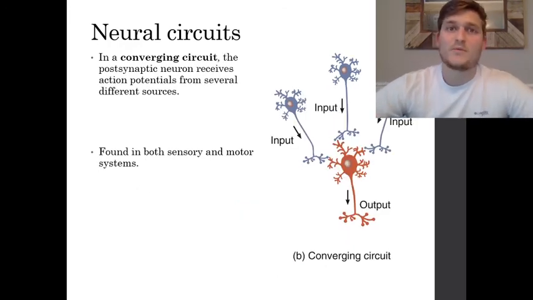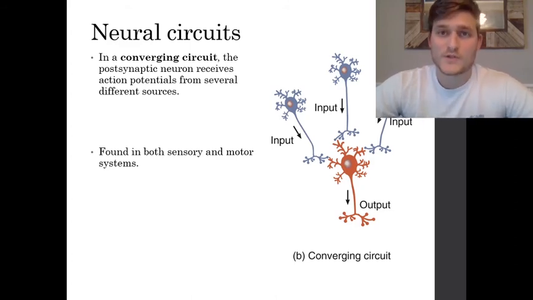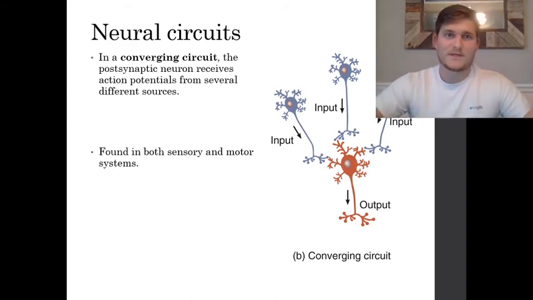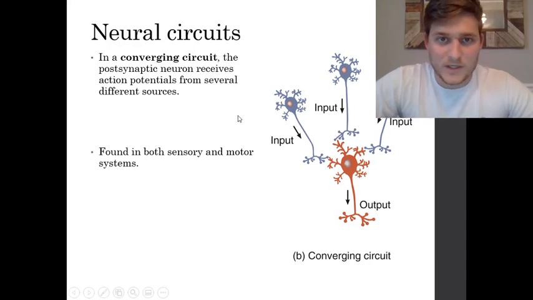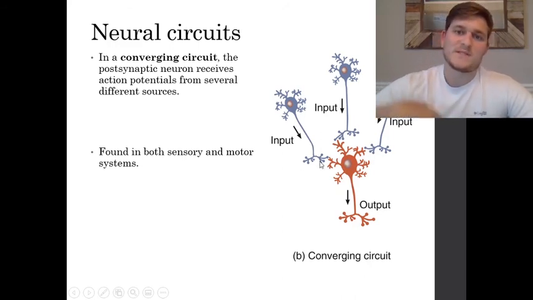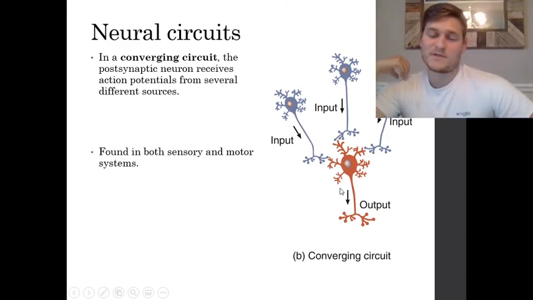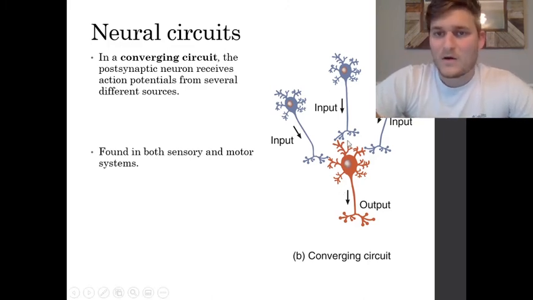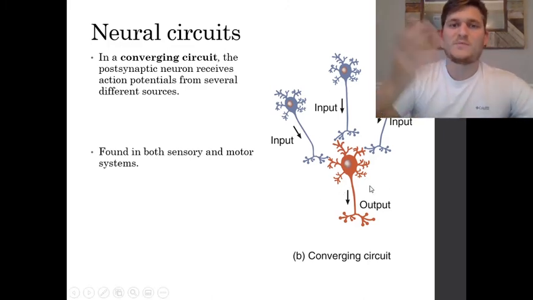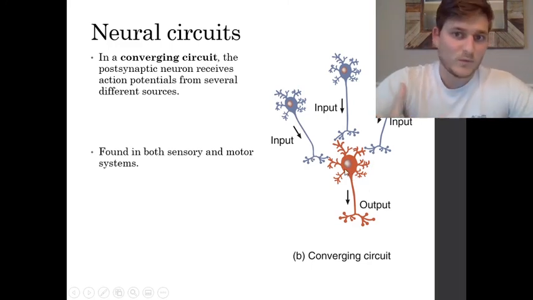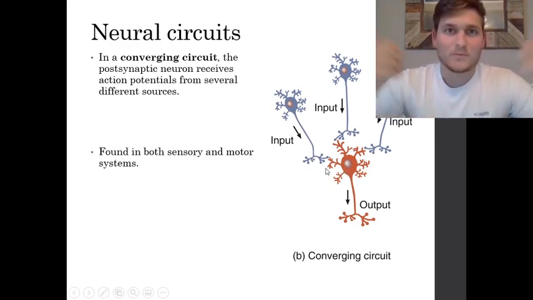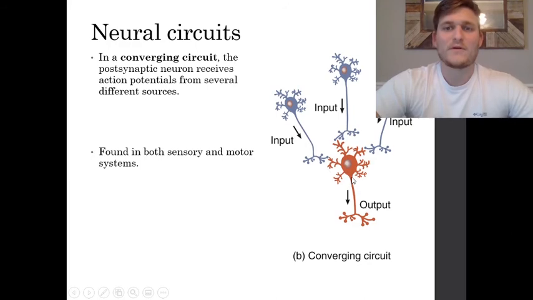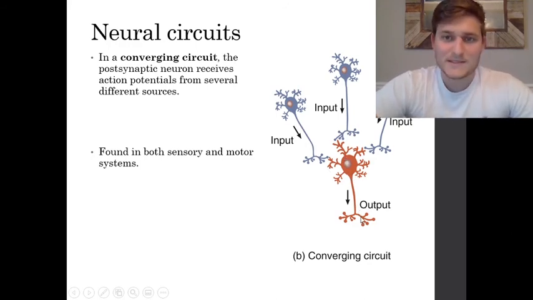Another type of circuit is called a converging circuit, which is essentially the reverse of the last one. So now we're going to have multiple neurons that synapse with a single neuron, and some of these neurons may be sending inhibitory messages. Some of these may be sending excitatory messages. And again, all of these signals are going to be weighed against each other, and whichever one is winning out at a particular moment will dictate whether or not an action potential is sent in this neuron.